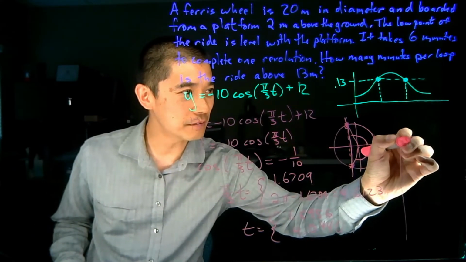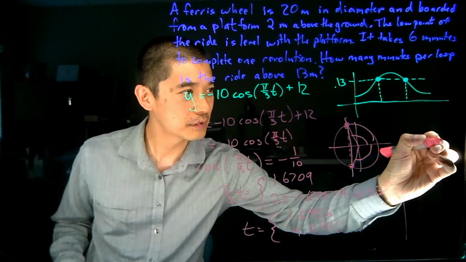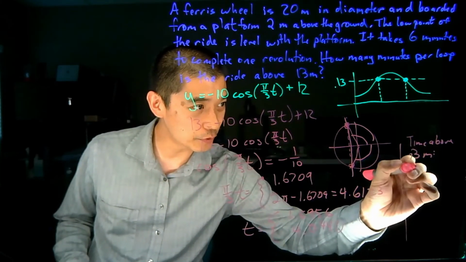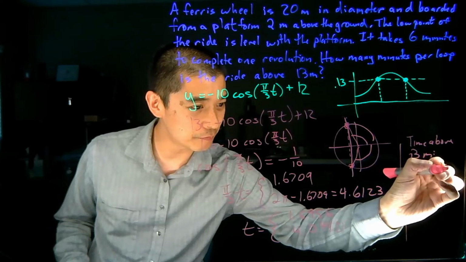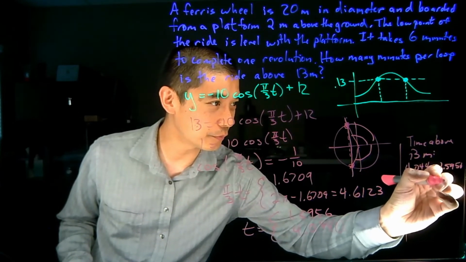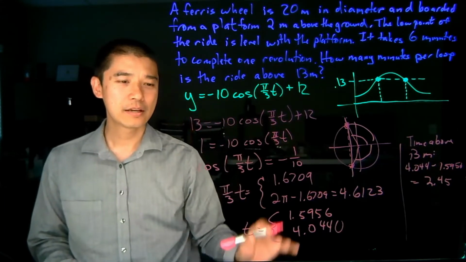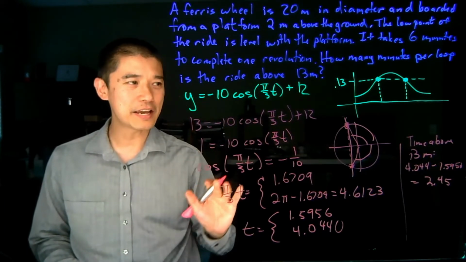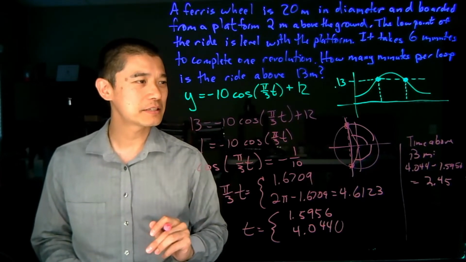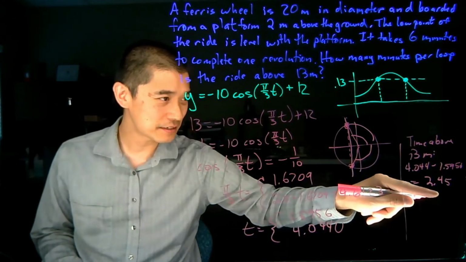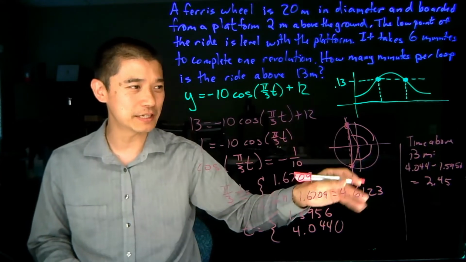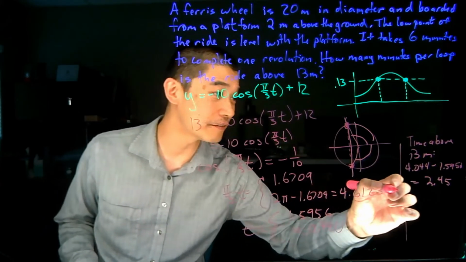So time above 13 meters, we're going to have to do the difference. So 4.044 minus 1.5956. Put that in the calculator, we get 2.45. Be very careful. This does not say 2 minutes and 45 seconds. This says 2.45 minutes. If we wanted to convert this to minutes and seconds, we take the 0.45 and multiply by 60 because there's 60 seconds per minute, and that would give us 2 minutes and 27 seconds.